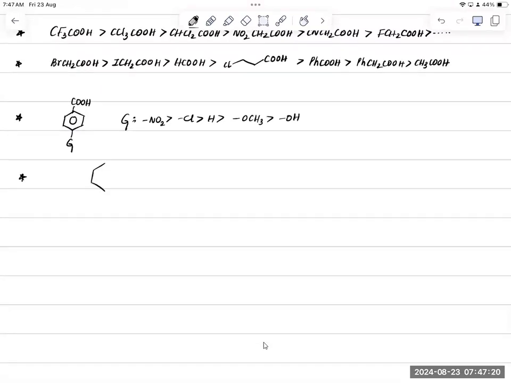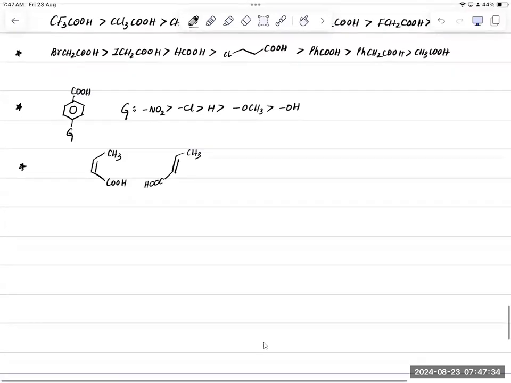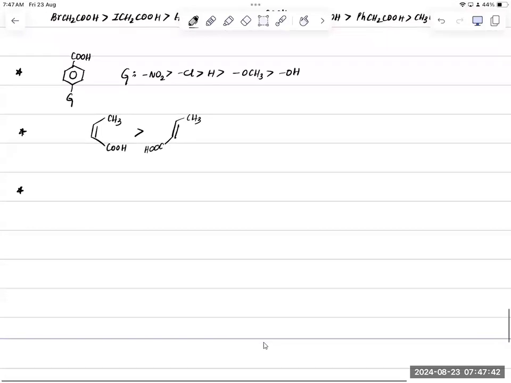Next, if you have a cis form, where CH3 and COOH are on the same side, compared to a trans form, like this, then the cis form will always be more acidic. Keep that in mind. This has to do with more repulsions observed earlier. After removal of H plus, the repulsions will be slightly lesser.